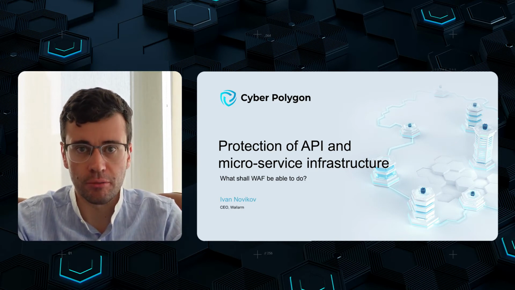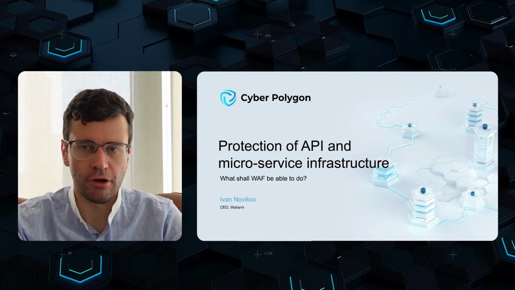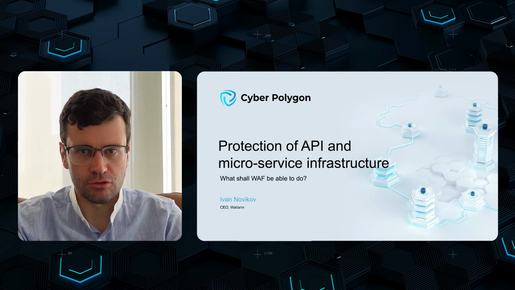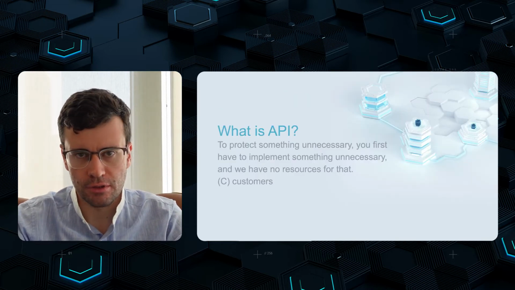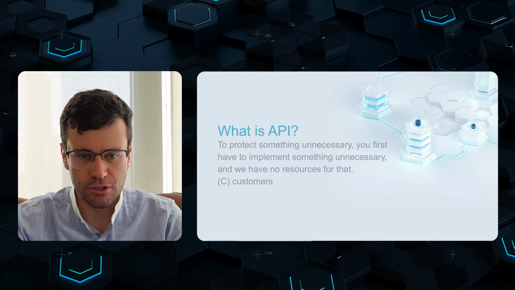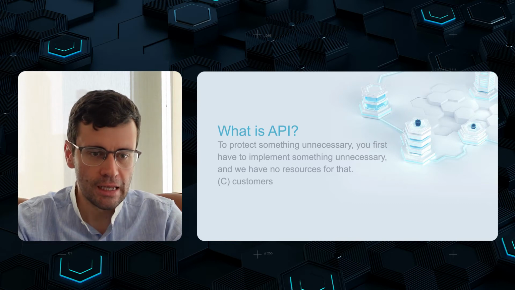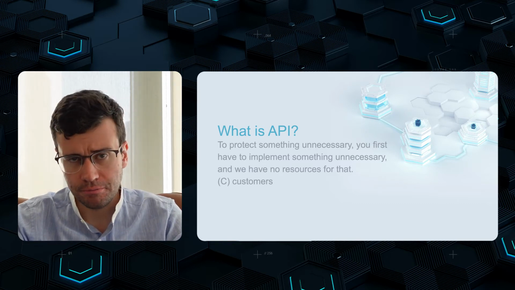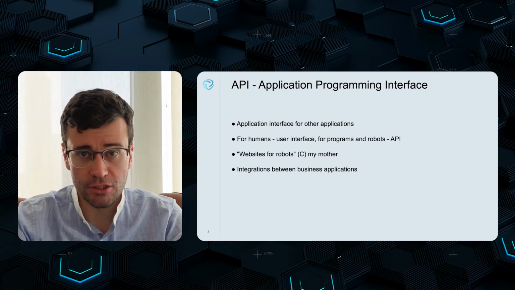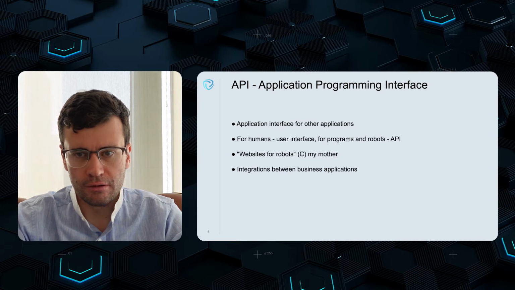First of all, it is worth understanding what an API is in general, what we will mean by it, as the definition is quite broad. The correct definition essentially determines how we approach protecting this or that object, in this case the API. As our customers say, to protect something unnecessary, you have to implement something unnecessary, and we don't have resources for that. Still, APIs, oddly enough, make up almost all of the modern internet, and that's the reality.